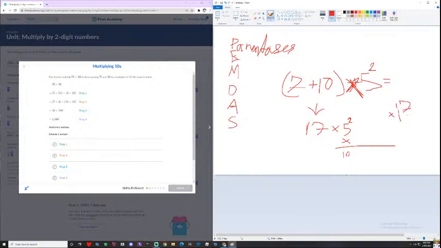I really don't want to do this because it's stalling a lot of time, but let's just do it anyway. I'm going to do it quickly without saying anything. Basically, the answer is 170. So the answer to that equation is 170.